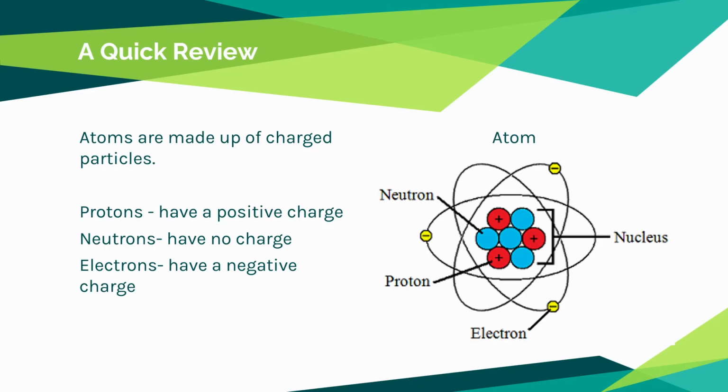Before we begin, remember that atoms are made of charged particles. Protons have a positive charge, neutrons have no charge, and electrons have a negative charge. Since electricity depends on charge, understand that these particles are the foundation for everything that we will be doing in this chapter.